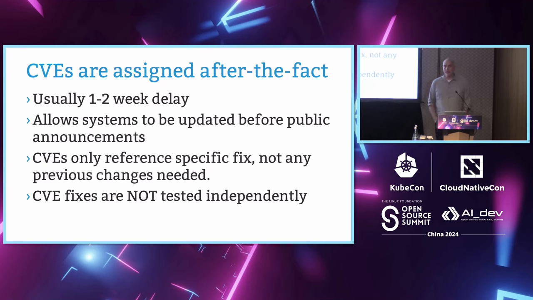That being said, we see announcements. I know the US government's really good at putting some CVEs on their must-fix list. But those are delayed. They just put one on the list this week for a 2022 CVE. So they're putting things really old that are actually not being fixed in the world, which is sad. But they also only reference the specific fix. They don't always know what happened before that. And we don't ever test fixes independently. We only test them in the whole stable tree.